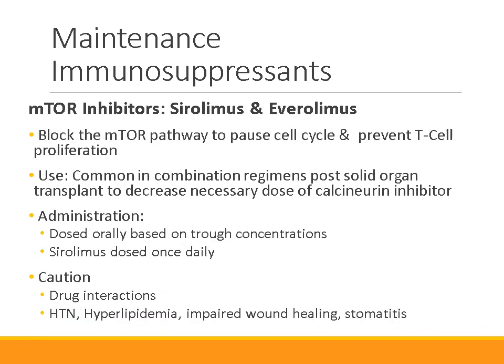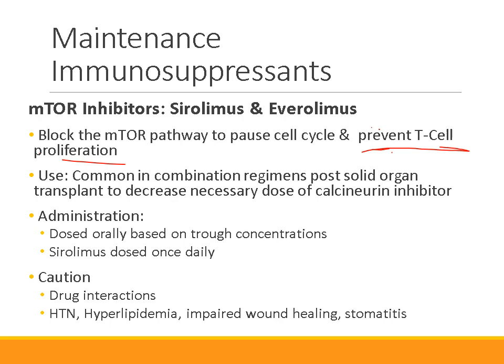Okay, sirolimus and everolimus are mTOR inhibitors. Again, if you think back to the way that T cells are activated, mTOR is involved in signal 3. So by inhibiting mTOR, sirolimus and everolimus prevent signal 3 from completing. Signal 3 was the signal that ultimately causes the T cells to proliferate, right, to start dividing. So by blocking this pathway, these prevent T cell proliferation.